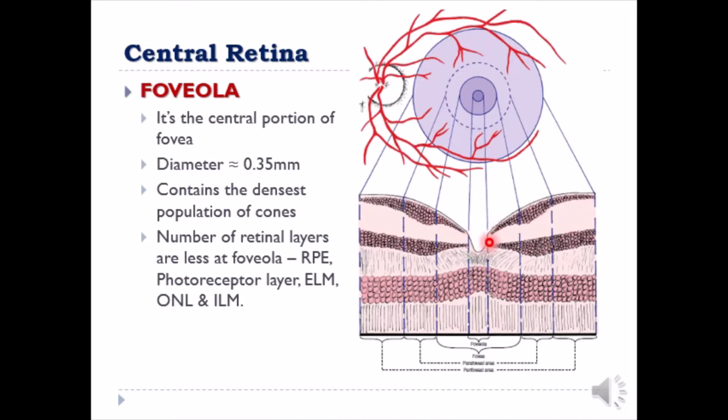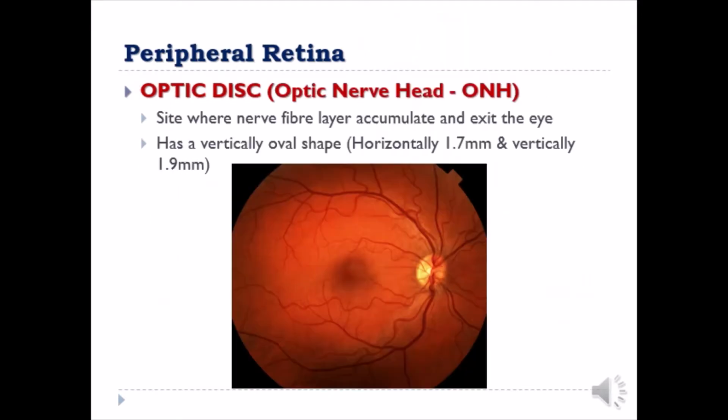That means this is the peripheral retina. It has more retinal layers, but in the foveolar region the number of retinal layers is lesser. Why? Because the light rays that are hitting here can easily approach the photoreceptor cells. So the number of retinal layers is also less at the foveola. That is why it is appearing like a depression. Alright, so we have already completed the central portion of the retina. We'll discuss the peripheral retina.